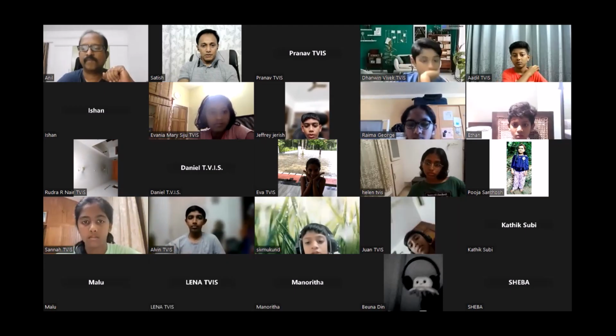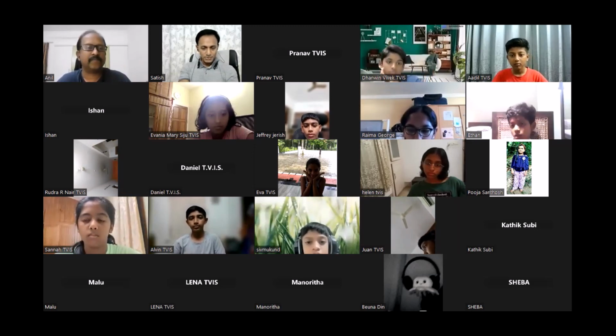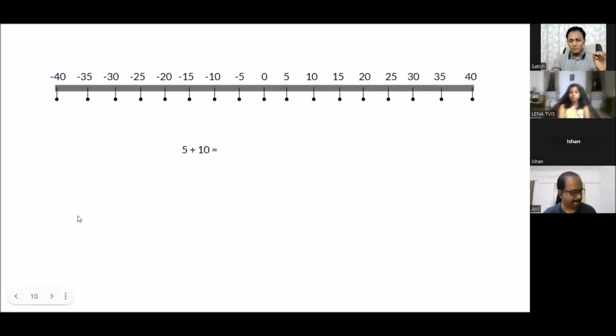So we start from where we stopped yesterday, but maybe slightly before where we stopped. This is where we were getting into the operations yesterday. We took very simple problems like 5 plus 10. Then we tried to pictorially show that. So this is the number line.